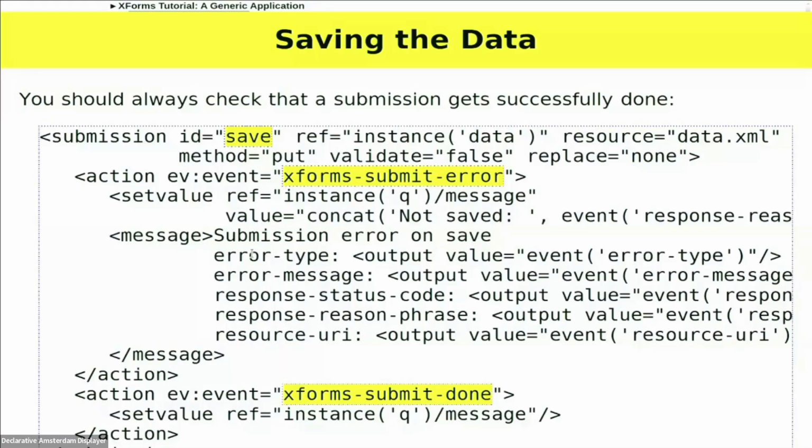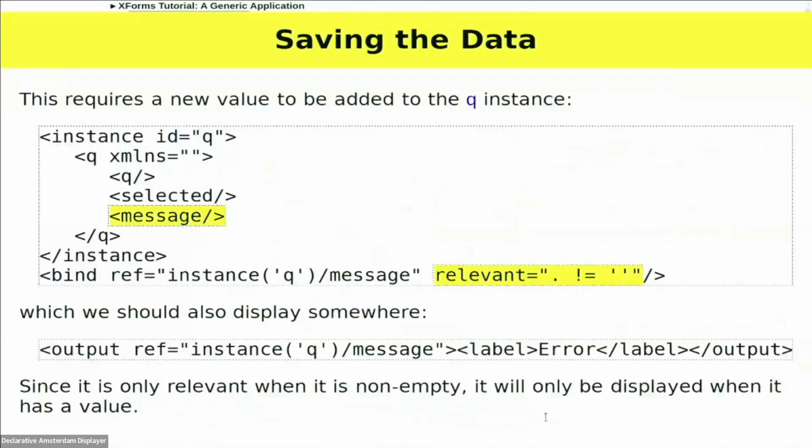So this is quite useful when a submission fails, that you get the information about why it's failed. On the other hand, if the submission has been successful, then we just blank out the message. There's no error message to display. So there's our message element, which we've added to the queue instance. And we say it's only relevant if it's non-empty.